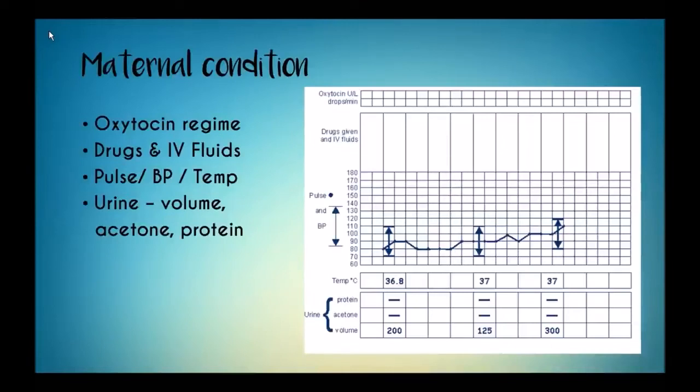In the last component, which is the maternal condition, you record the oxytocin regime used, drugs and IV fluids that are administered, pulse, BP, and temperature of the mother. You record urine volume and urinary concentration of acetone and protein.